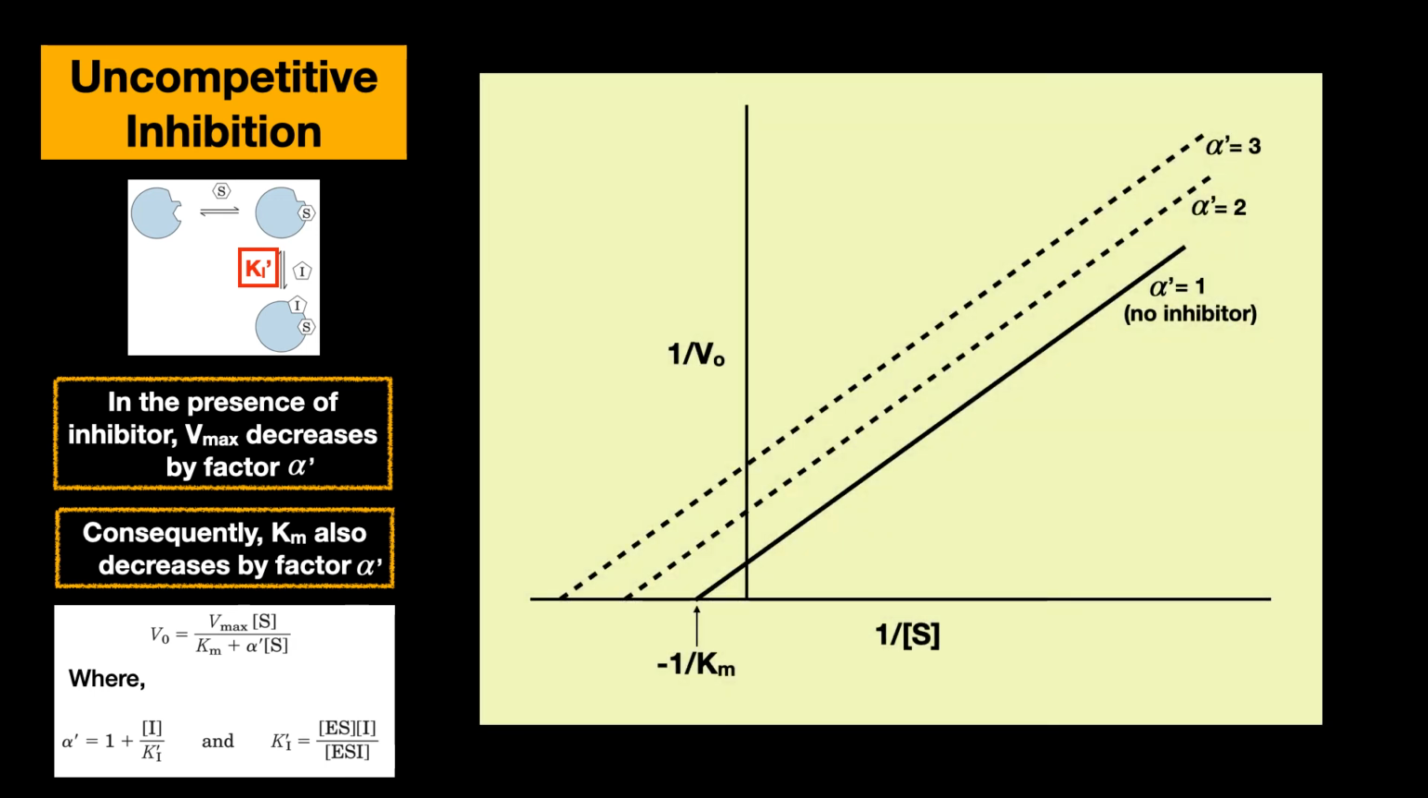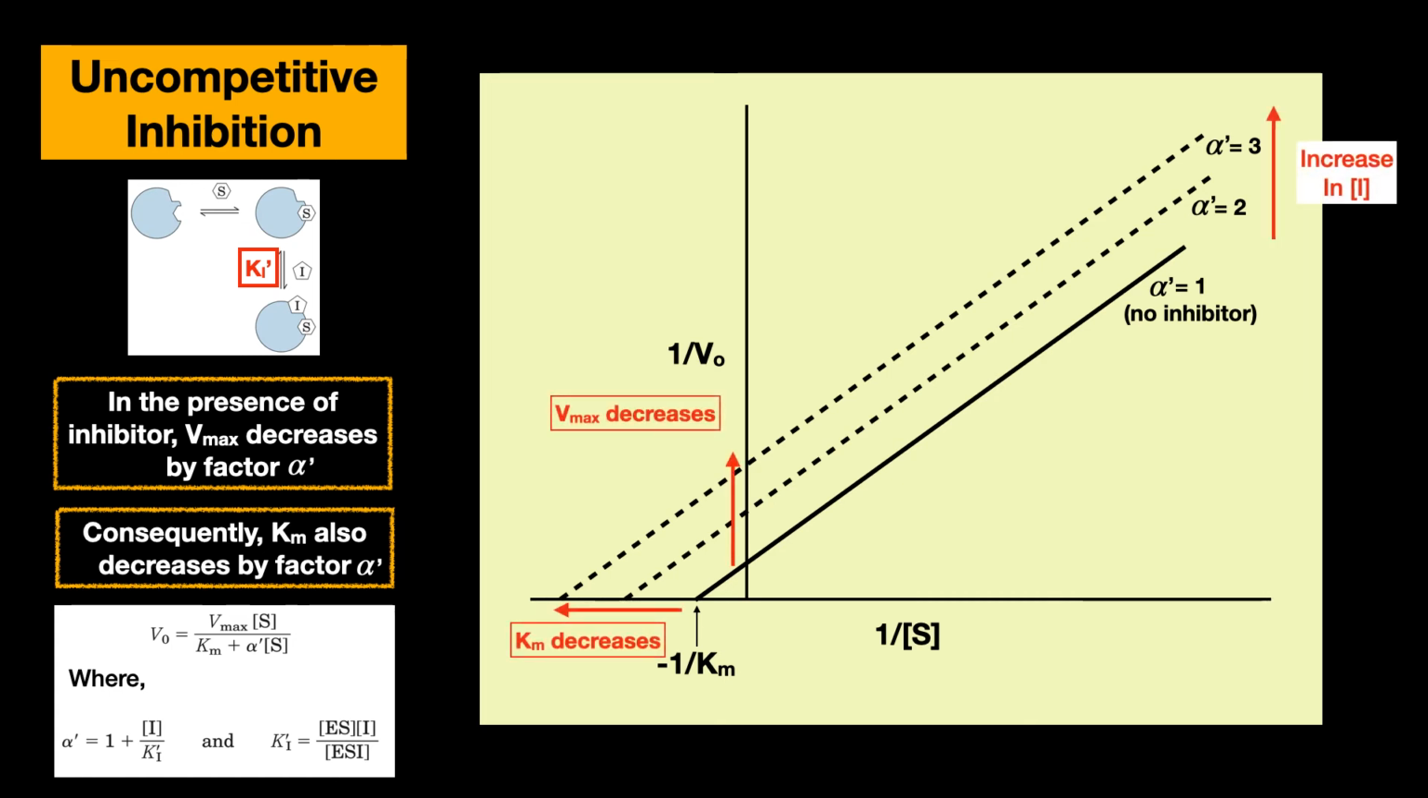So the maximum velocity will never be the same. It will decrease by a factor alpha dash. And since Vmax is decreasing, less amount of substrate will be required to reach that decreased Vmax. And so Km will also decrease by factor alpha dash. The Michaelis-Menten equation will also change accordingly, and the double reciprocal plot for uncompetitive inhibition will look like this.